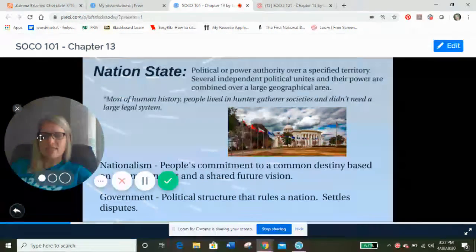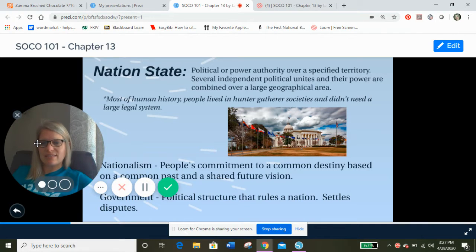So what holds nation states together? Well, it is this system of nationalism. It's people's commitment to a common destiny based on a common past and a shared future vision. We know that our shared history is very important to us because we teach it to children from a very early age when they're in the school system. They're always learning about our shared nation's history. So that is a sense of nationalism. It holds us together, we're integrated, and it produces unity.